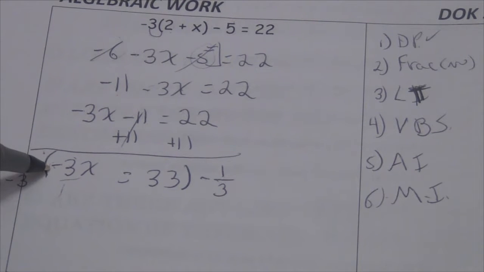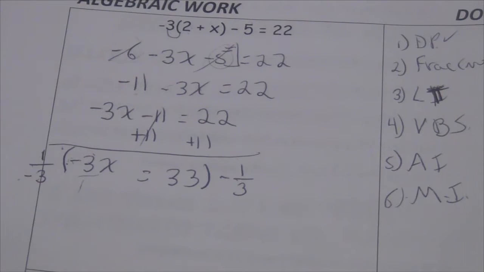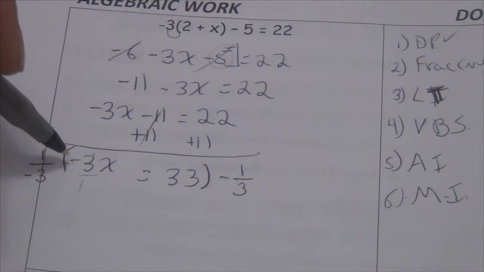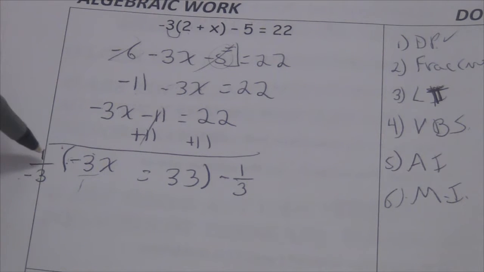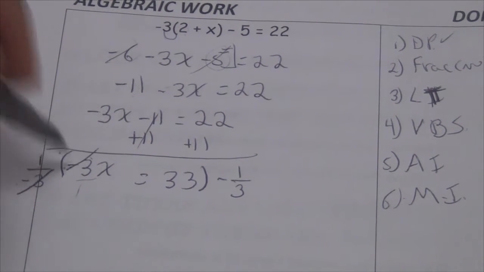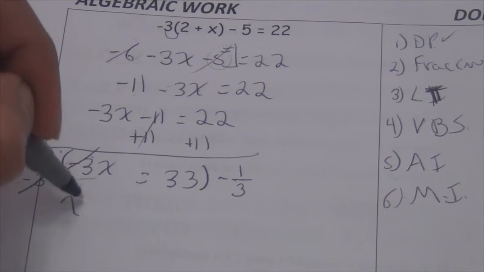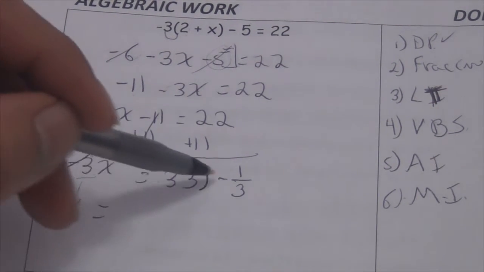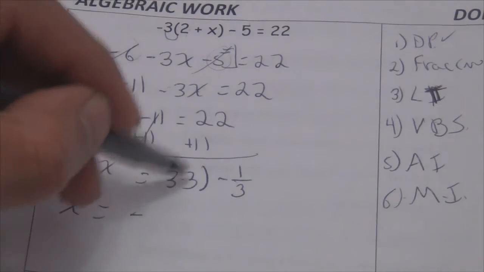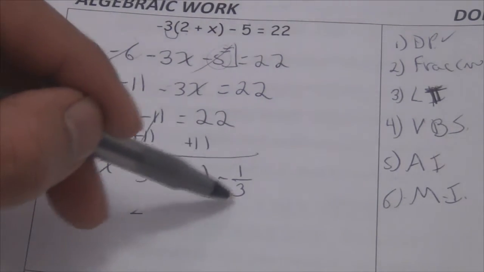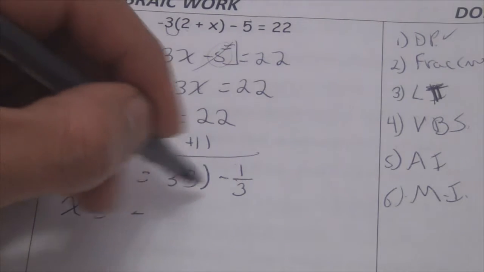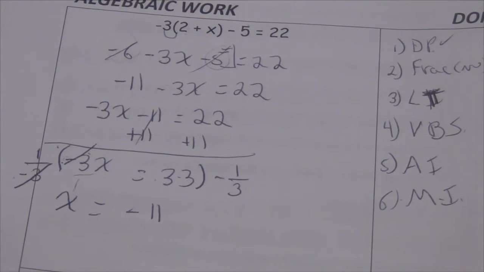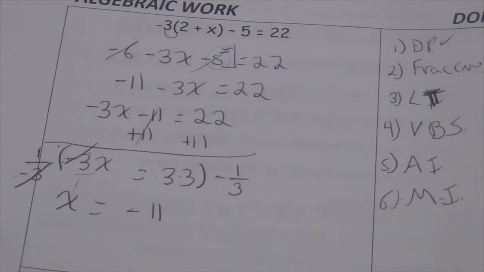So negative times negative is positive, right? And what is the idea behind the reciprocal or the multiplicative inverse? To cancel out the numbers and leave you with the variable that you want. Okay, positive times negative is negative. 33 times 1 is 33 over 3. So 33 divided by 3 is 11. And boom, we got it.